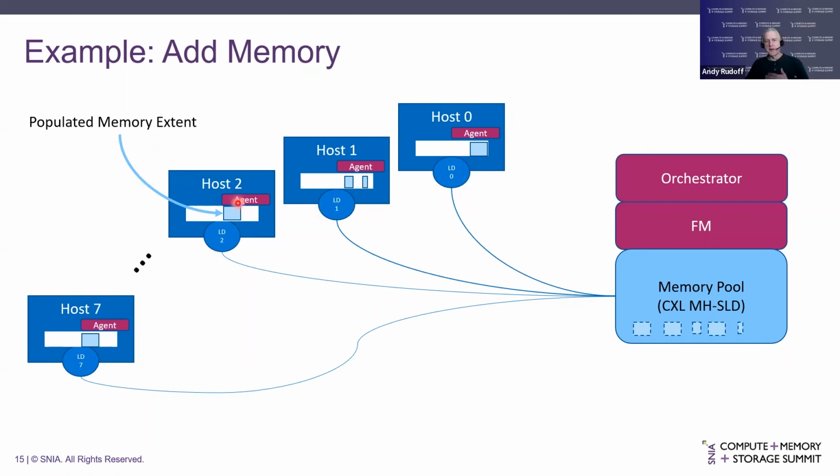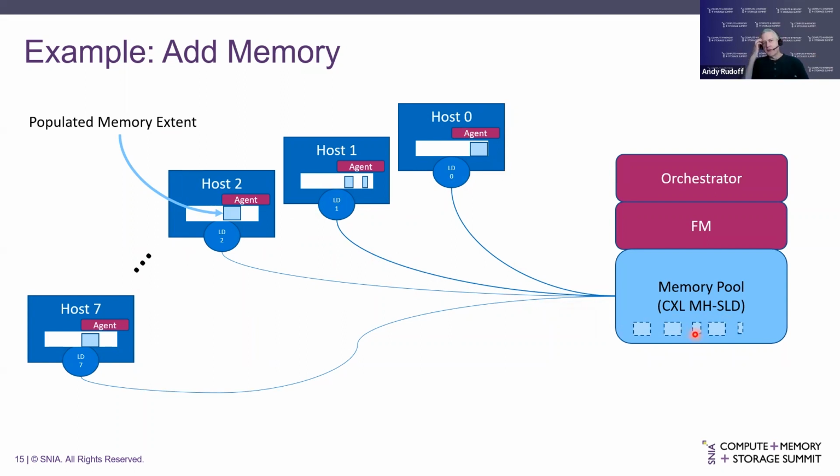And those are populated extents of memory that the host can then access. They really are access to the memory in the memory pool, which I've shown as these dashed boxes over here. So each host has its own memory coming from the pool right now. Okay, so that's memory pooling.